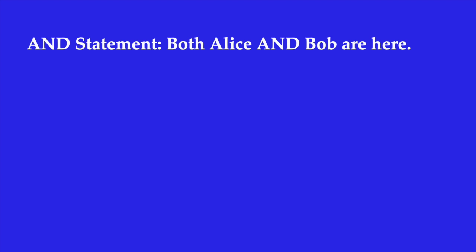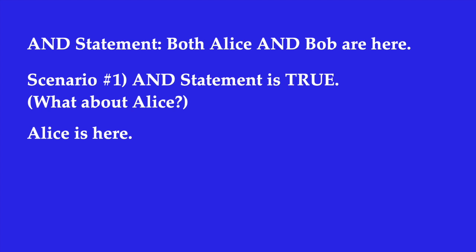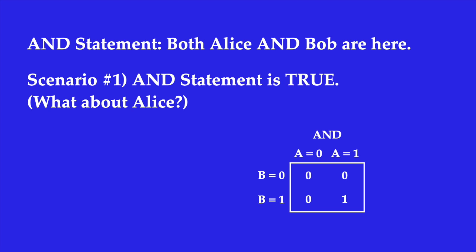Okay, let's dive right in. We'll start with a simple AND statement. Both Alice and Bob are here. Scenario number 1, if this AND statement is true, what does that tell us about Alice? This one is easy, right? Alice is here. But let's look at this another way and study the AND gate from our last episode.